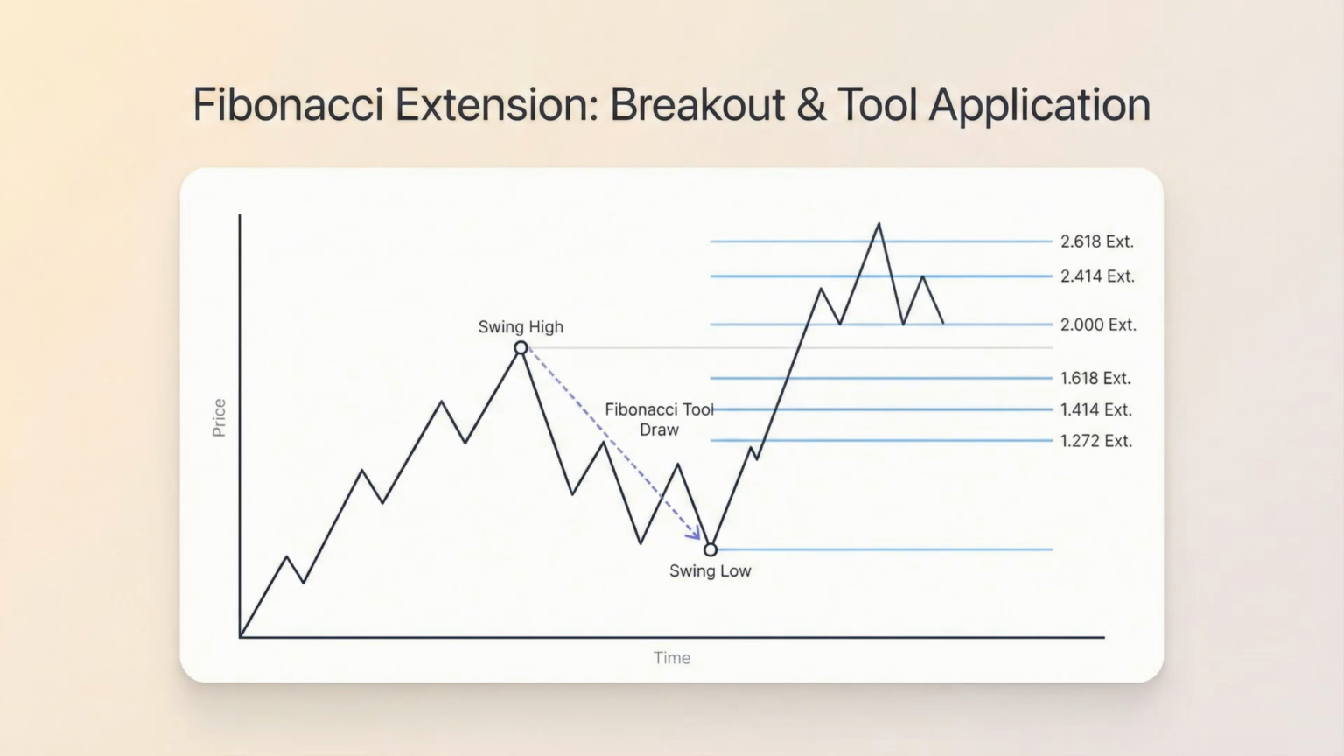By enabling extension levels like 1.414 and 2.414 in the settings, the tool plots invisible ceilings above the current price. If a stock breaks its equal highs, these extension lines serve as the next logical resistance zones. Traders use these exact projections to take profits, knowing that the price will likely consolidate upon hitting these targets.